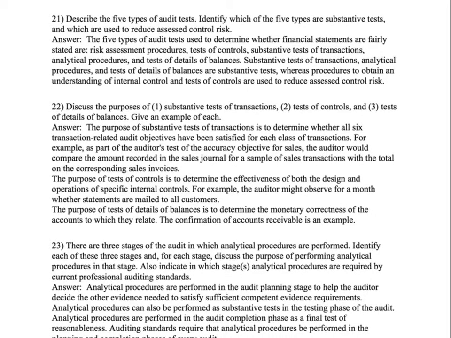So at number 20, describe the 5 types of audit tests. Identify which of the 5 types are substantive tests and which are used to reduce assessed control risk. 5 types of audit tests used to determine whether financial statements are fairly stated are the risk assessment process, like we've talked about, the test of controls, substantive testing, the analytical procedures, test of details, just like we saw in the one before. Substantive tests of transactions, analytical procedures, and tests of details, those are your substantive tests, whereas procedures to obtain an understanding of the internal controls and test of controls are used to reduce assessed control risk.